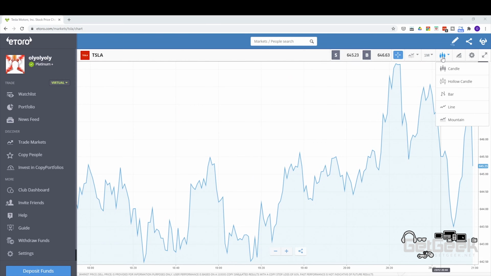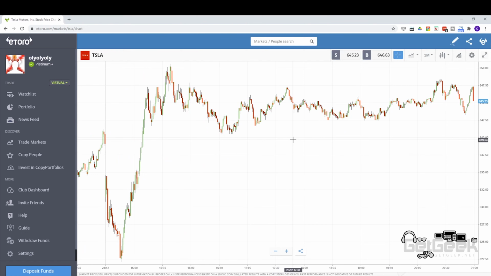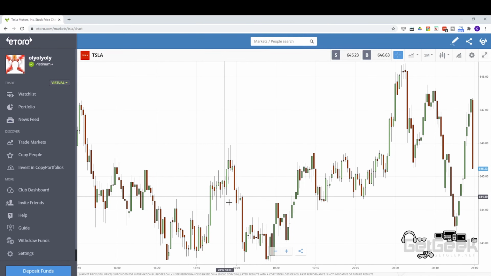So if we flip over to candlesticks, now bear in mind candles and hollow candles look the same but they're different, so don't get confused over these two, and we'll explain the differences. So this is a candle graph. Firstly, the color of the candle indicates whether the value of the asset rose or fell over the period. So green means the price went up and red means the price fell.